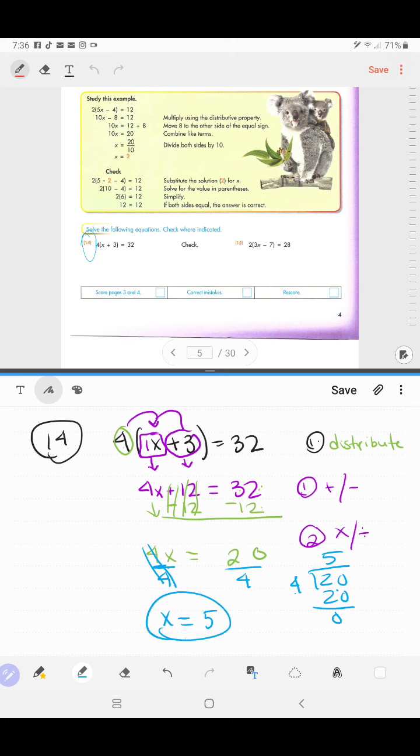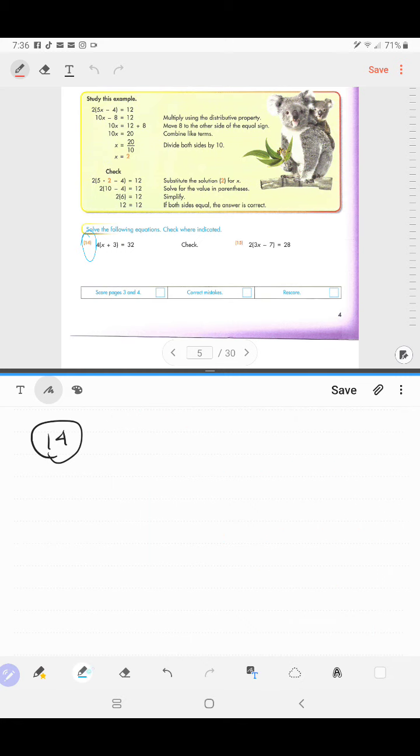Okay, the difference for this one is they want you to check your work. So the way you check your work is you replace your answer, which is 5, and you plug it into where you see an x, which is right here. I will show you how to do that. So you plug it into the original equation to check if your answer is right. So we had 4, x is going to become 5 now because that was our answer, plus 3 equals 32.